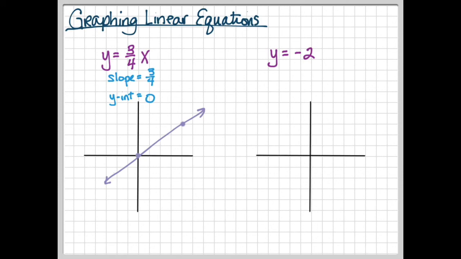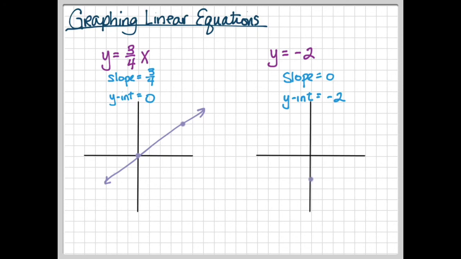All right, last but not least, we have this situation where I don't even see an x at all. If you don't see an x term and you just have y equals some number, your slope is going to be 0, which means we're not going to move up and we're not going to move down at all. My y-intercept is that constant term, and in this case it's -2. So this one's a little bit weird. I can still plot my y-intercept at -2, but now what?